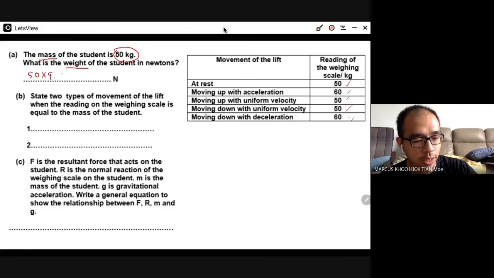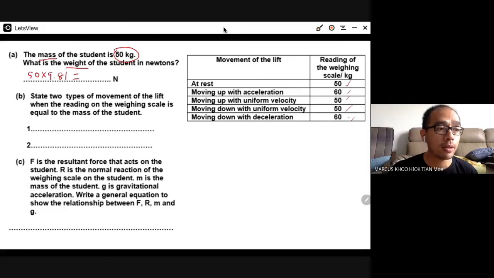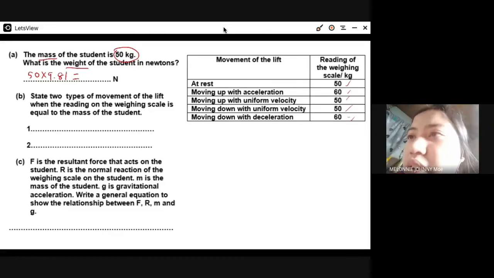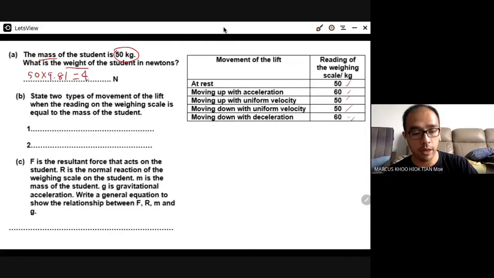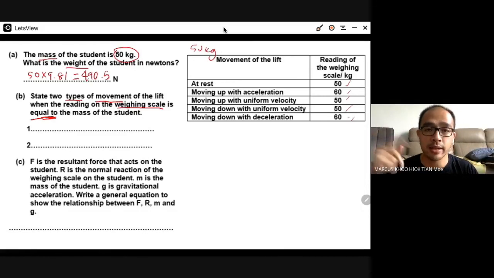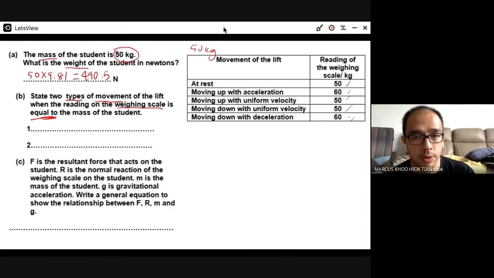Okay, times 9.81, which will give you, somebody? 490.5. Okay, 490.5 newtons. So, state two types of movement when the reading of the weighing scale is equal to the mass of the student. The student is 50 kilograms, by the way. So which is the movement where the reading of the weighing scale is the same as the mass? Anybody? Just give me the answer straight away.